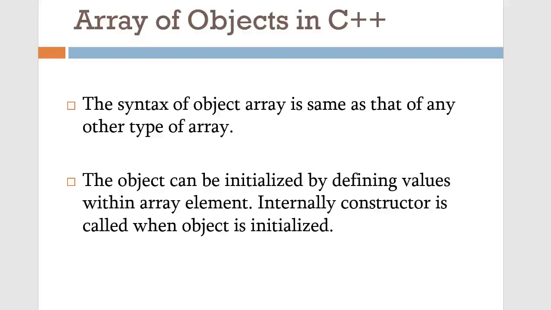The object can be initialized by defining the values within array elements. Similar to an array, you can define the values within the object array, and that will act as initialization values. When you create this object array and specify the values, internally a constructor is called. That is a parameterized constructor, and then those values can be used to initialize the data member. We'll talk about these two points with an example.